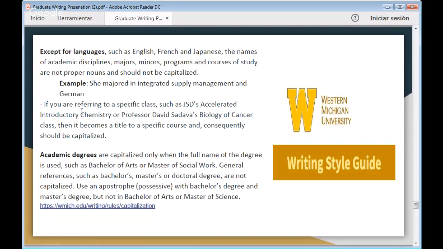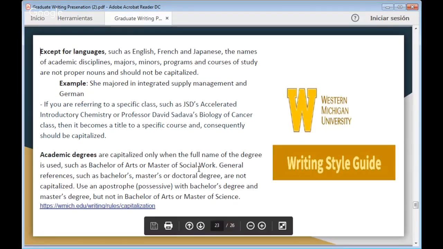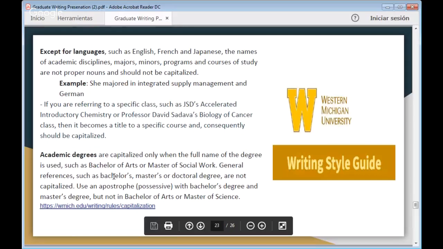For academic degrees, they're only capitalized when the full name of the degree is used, such as Bachelor of Arts or Masters of Social Work. General references such as bachelor's, master's, or doctoral degrees are not capitalized. So you use an apostrophe with bachelor's degree and master's degree, but not in Bachelor of Arts or Master's of Science. Okay, so this is just some general tips for capitalization, particularly when it comes to courses of study.